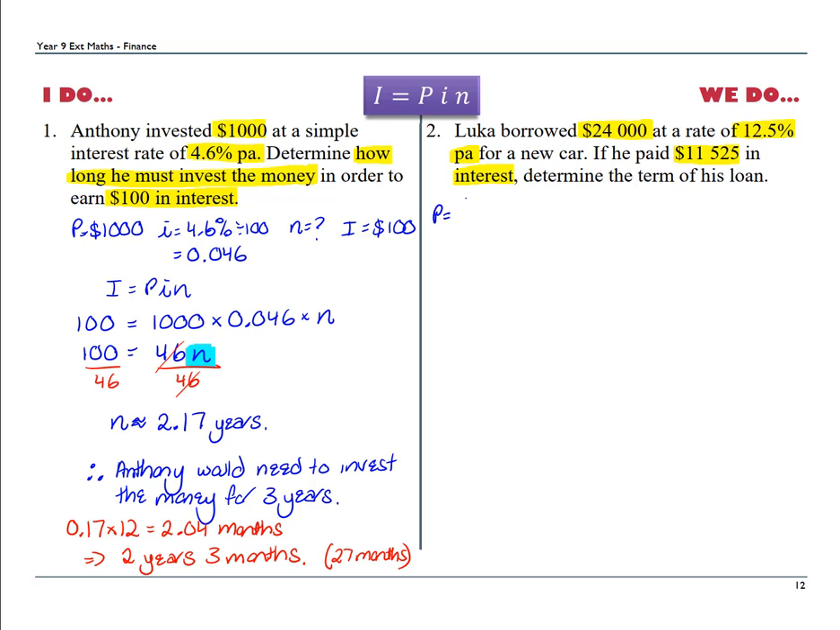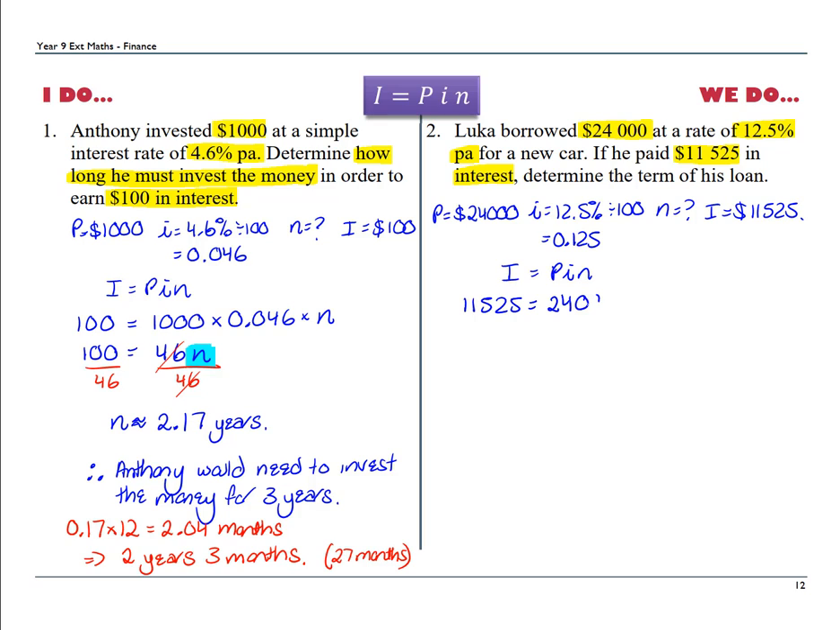So let's put that down. P is 24,000. Our interest rate is 12.5%, which we need to divide by 100, which is 0.125. Our N we don't know, and our interest is $11,525. Write our formula, I equals PRN. Substitute what we have: 11,525 equals 24,000 multiplied by 0.125, multiplied by N.